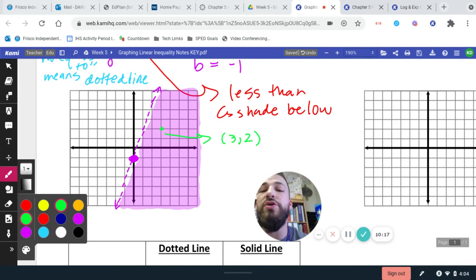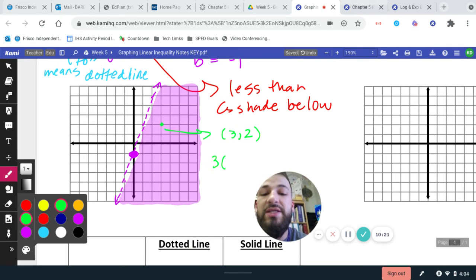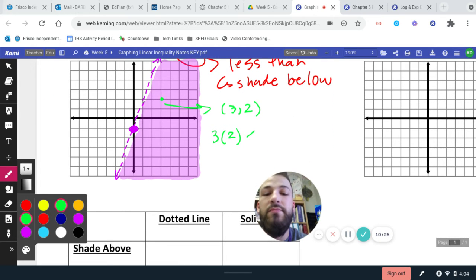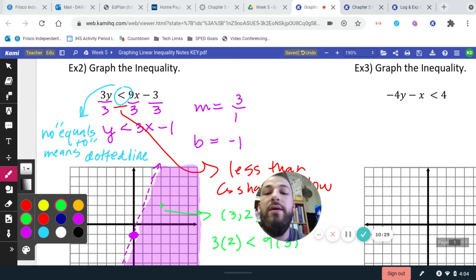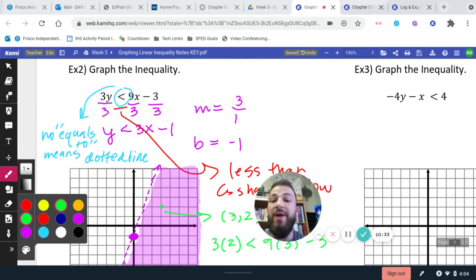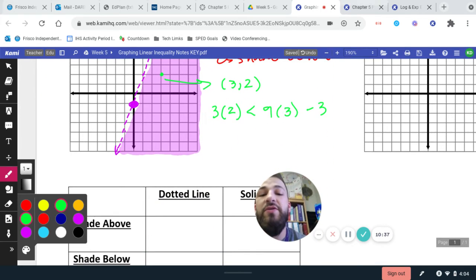So (3, 2), I'm plugging it into my top inequality. So 3 times 2 is less than 9 times 3, and then minus 3. So all I've done is replaced x with my x value of 3 and y with my y value of 2. So from here, 3 times 2 is 6, which is less than 9 times 3 is 27 minus 3.